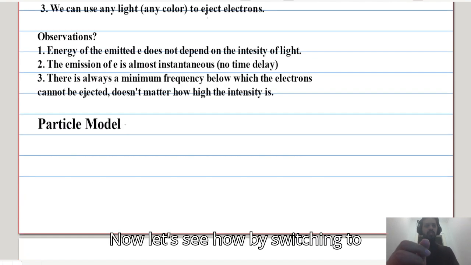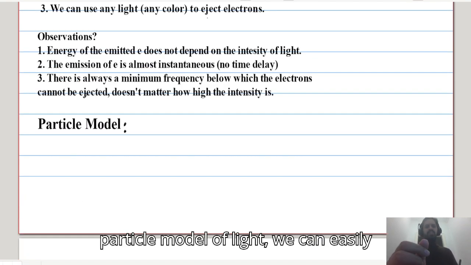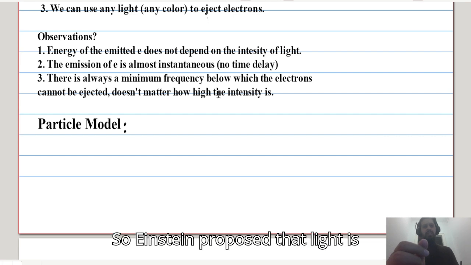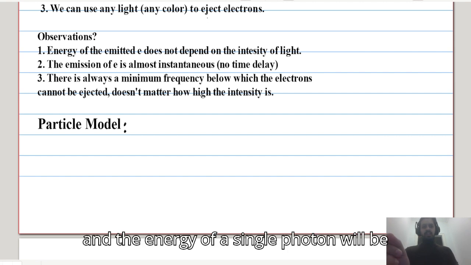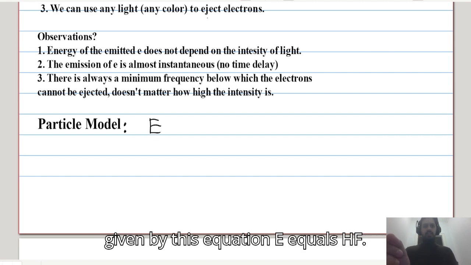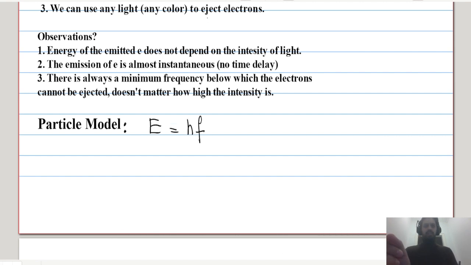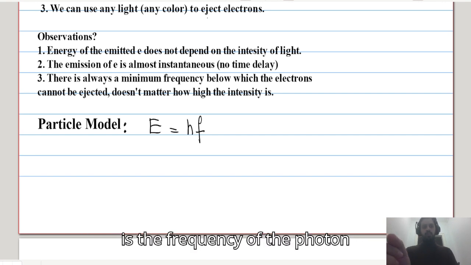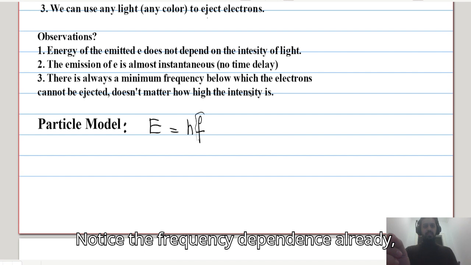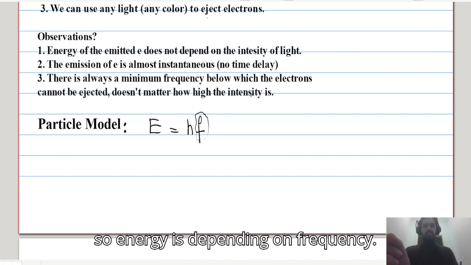Now let's see how by switching to particle model of light, we can easily explain these observations. So Einstein proposed that light is made up of packets of energy called photons, and the energy of a single photon will be given by this equation, E equals hf. Now h here is the Planck's constant and f is the frequency of the photon. Notice the frequency dependence already. So energy is depending on frequency.